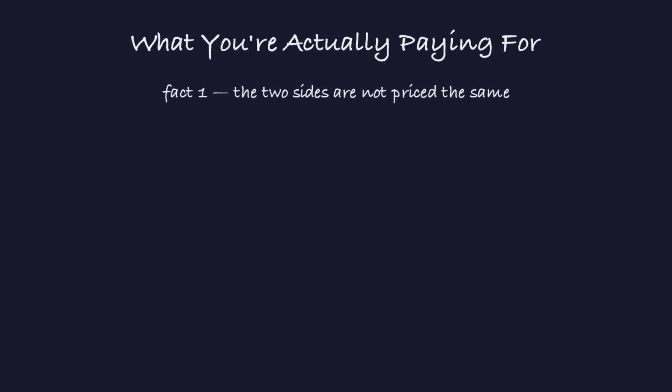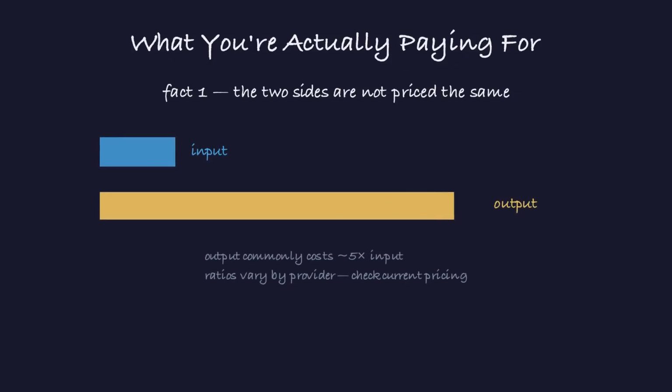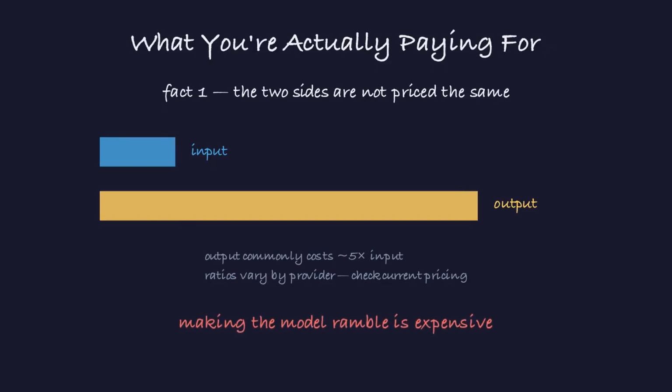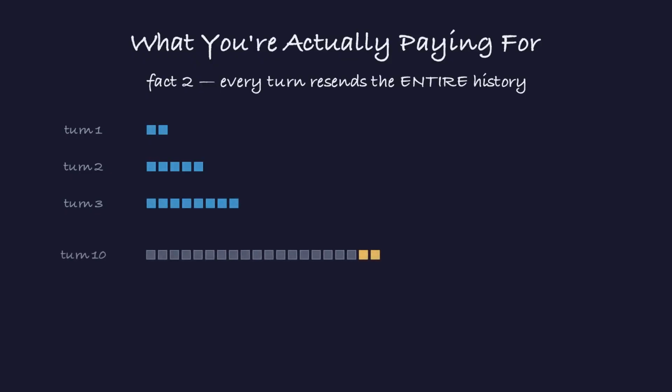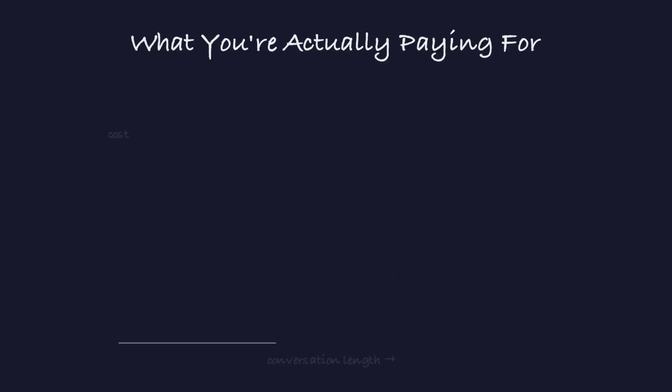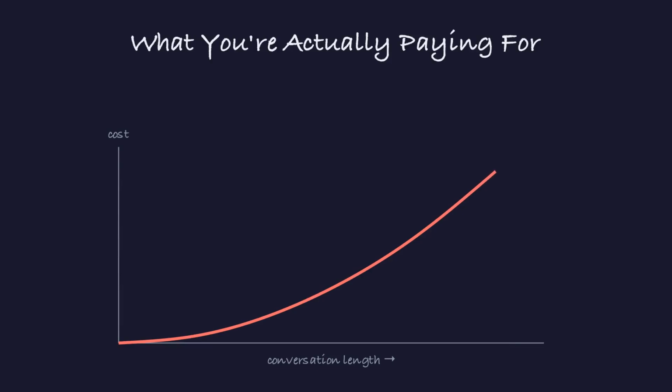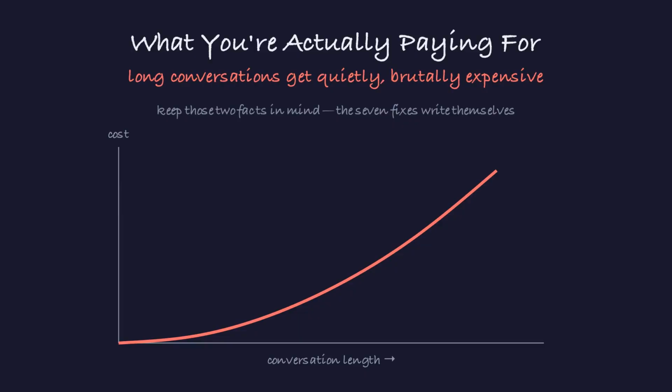2 crucial facts. 1. Output usually costs several times more than input, commonly around 5 times. Making the model ramble is expensive. 2, and this is the sneaky one. With every turn of a conversation, you resend the entire history. Turn 10, you are paying to reprocess turns 1 through 9 again. Long conversations get quietly, brutally expensive. Keep those 2 facts in mind, and the 7 fixes basically write themselves.